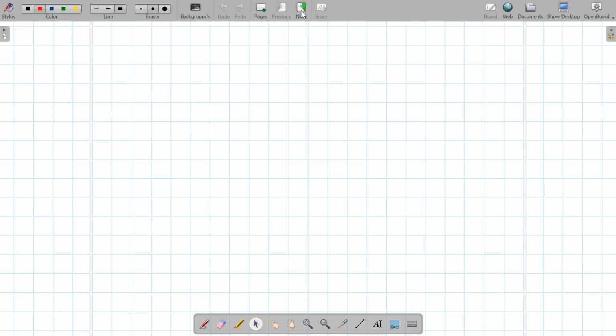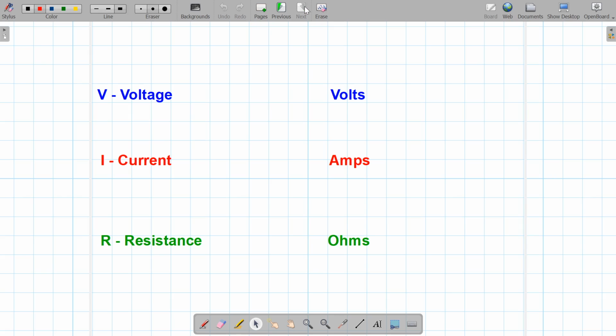The first term I want to introduce is voltage. Voltage is usually represented by a big V, and the typical unit for voltage is volts. The next term that you're going to see is current. Current is usually represented by a big I, and the typical unit for electrical current is amps. And the third term is resistance, which is usually represented by a big R, and the typical unit for describing electrical resistance is the ohm.